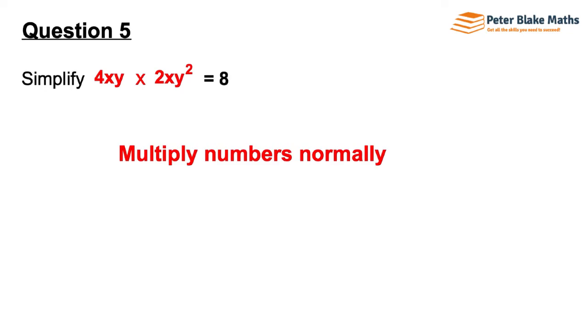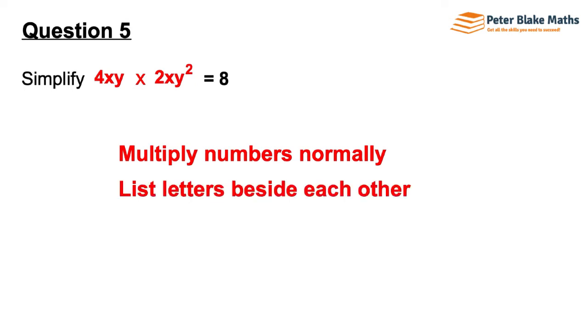We multiply the numbers normally. So 4 times 2 is 8. We list any letters beside each other. And we also have to remember when we're multiplying something by itself, it makes a squared, such as a times a equals a squared. Letters wise though, you'll notice we have an x times an x. So that'll make an x squared.